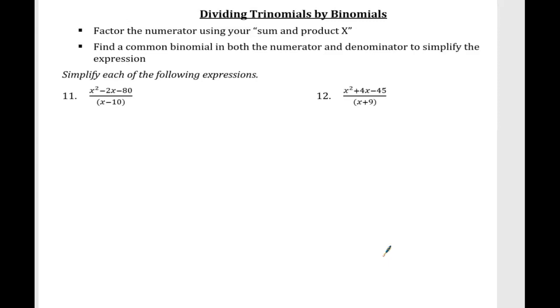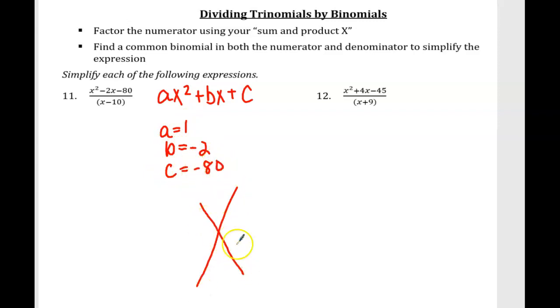So when you have a trinomial, the three terms, if you notice, it's in the form of ax squared plus bx plus c for that numerator. We're going to identify, first we, of course, factor out the greatest common factor, but there is not one in this first example. We are going to identify our a is 1, our b is negative 2, and our c is negative 80. Okay, so when we make our x, the negative 80 goes up top and the negative 2 goes down to the bottom.